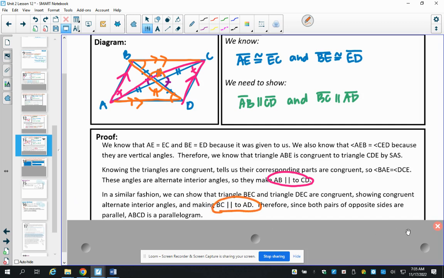So I'm just not going to write that all out. Then we've got both pairs of opposite sides are parallel. That would give us a parallelogram.